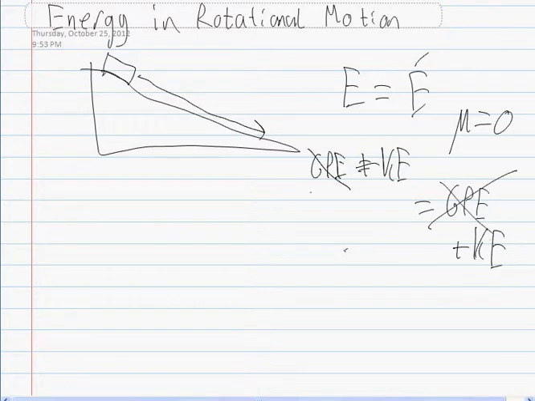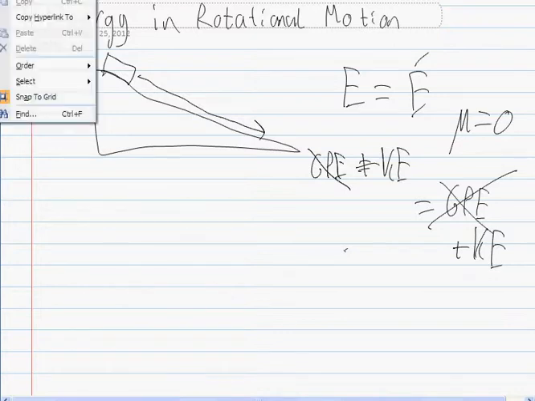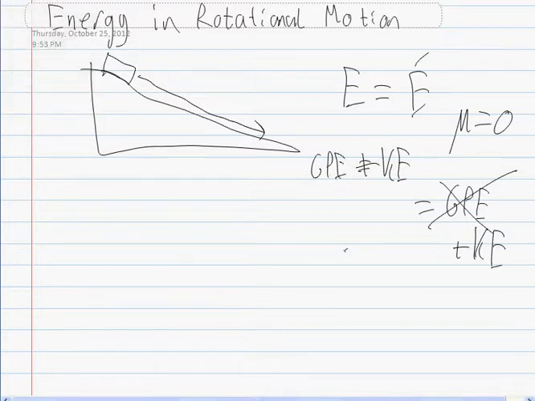Oh, sorry. I lied. Okay. This is 0, so we're going to have this equal to that. And we can solve for how fast it's going. No matter how steep this is, as long as the height's the same, we're going to end up with the same speed at the bottom.